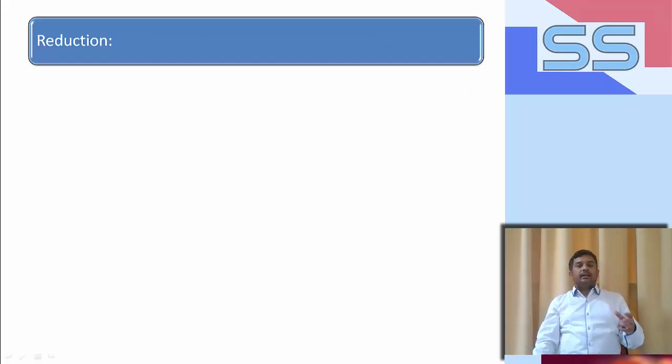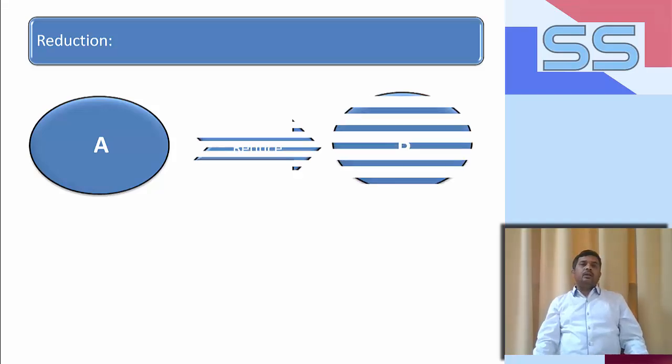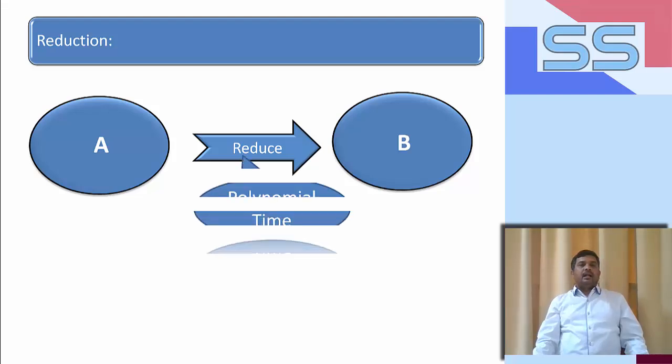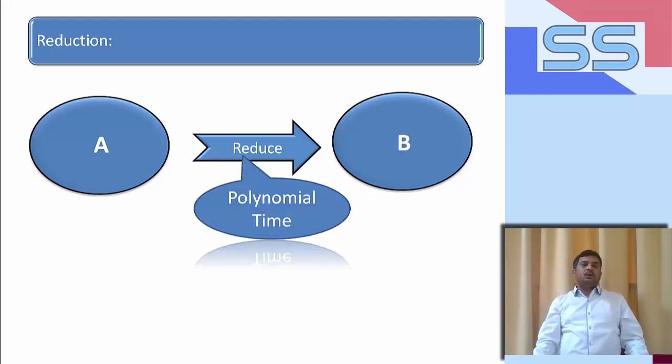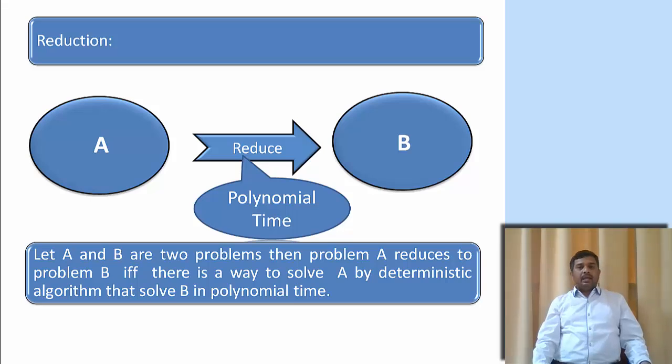Now, before starting the satisfiability problem, let us try to recall what is reduction. Let us say a problem is given, that is A, and we are reducing it to some other problem, that is B. And the reduction is supposed to be done in polynomial time. Then we can say the problem A reduces to problem B if and only if there is a way to solve A by a deterministic algorithm that solves problem B in polynomial time.